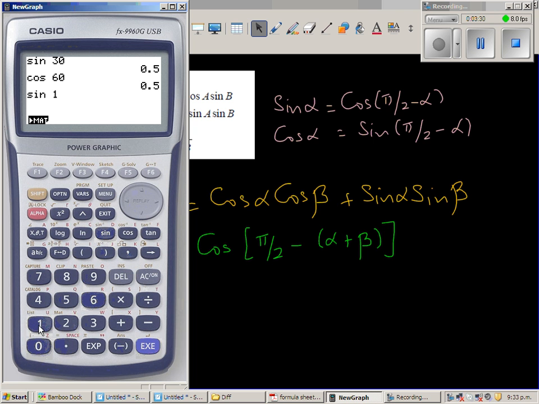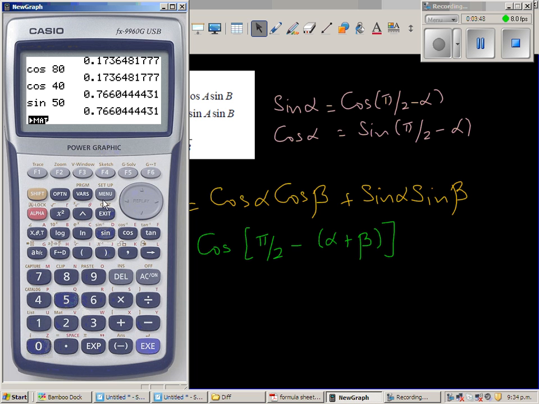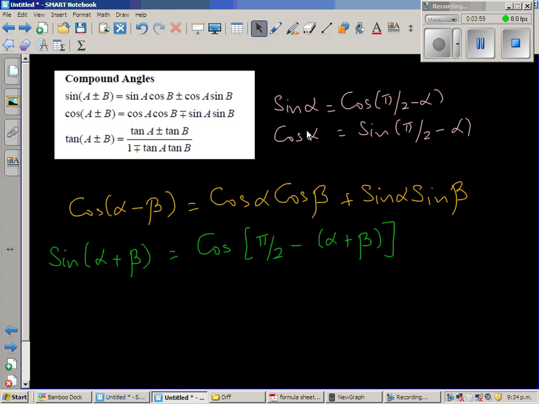If you take sine 10, it should be equal to cos 80. The same way, cos 40 is equal to sine 50. They are both the same because these two angles are complementary. This is how you can remember: sine of an angle is equal to cos of the complementary angle, and cos of an angle is equal to sine of the complementary angle. So sine alpha plus beta is the same as cos of pi by 2, which is 90, minus alpha plus beta.